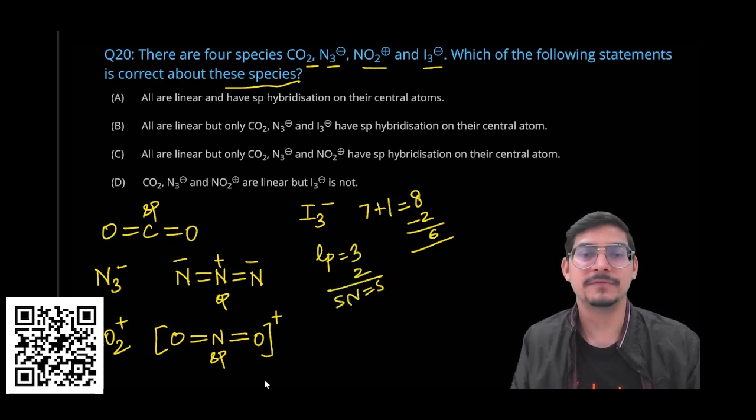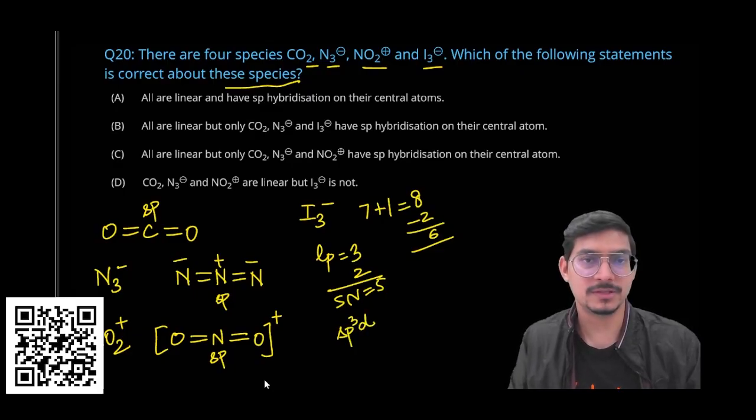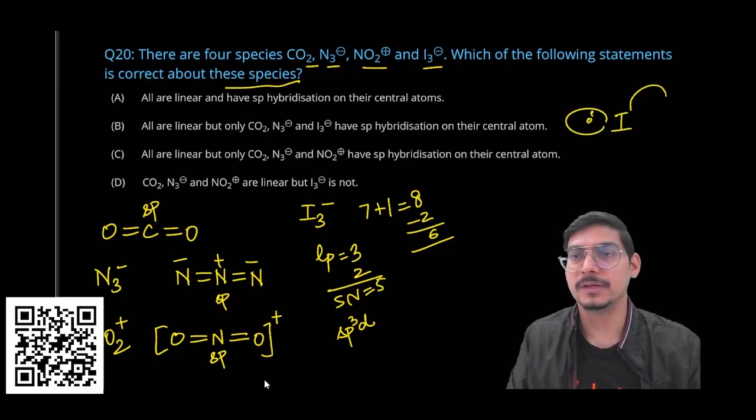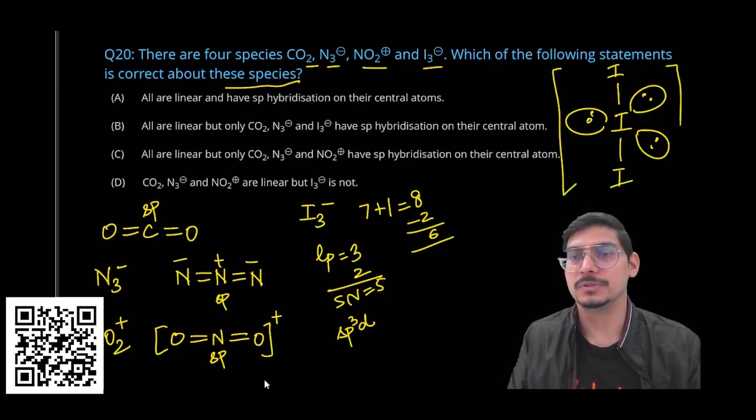So the steric number is 5, and therefore in this case the hybridization is sp3d, although the structure is linear because the 3 lone pairs occupy equatorial positions. Here it is. So we have 3 lone pairs that need more space, hence they occupy equatorial positions, and the 2 iodine atoms sit on axial positions.